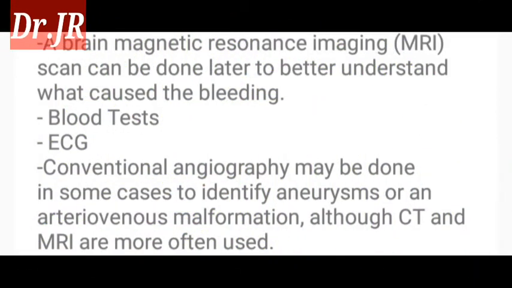A brain magnetic resonance imaging scan can be done later to better understand what caused the bleeding. Blood tests, ECG, and conventional angiography may be done in some cases to identify aneurysms or an arteriovenous malformation, although CT and MRI are more often used.